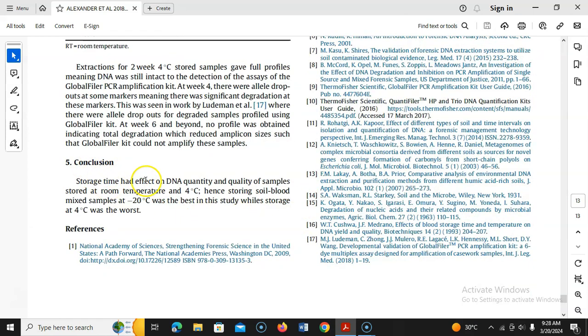So what conclusions did they draw from their research? They came to a conclusion that storage time had effect on DNA quantity and quality of samples stored at room temperature and 4 degrees Celsius. Hence, storing soil blood mixed samples at minus 20 degrees Celsius was the best in this study, while storage at 4 degrees Celsius was the worst. So if you have this kind of sample, soil blood mixed sample from the crime scene, it's always best at the laboratory to store them at minus 20 degrees Celsius compared to room temperature storage and then 4 degrees Celsius storage.